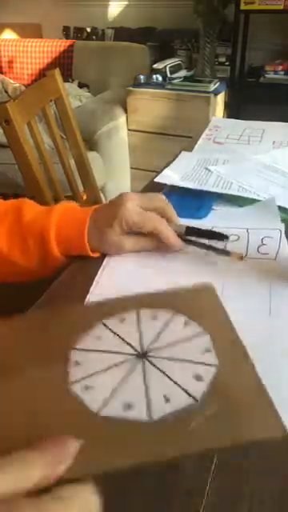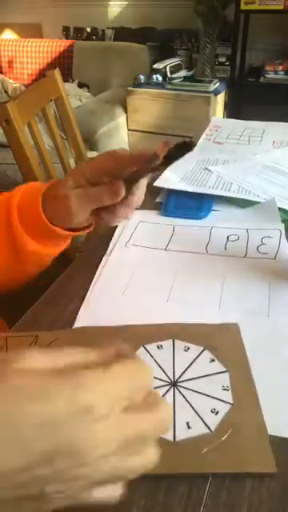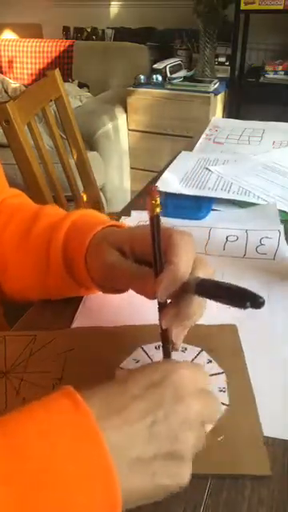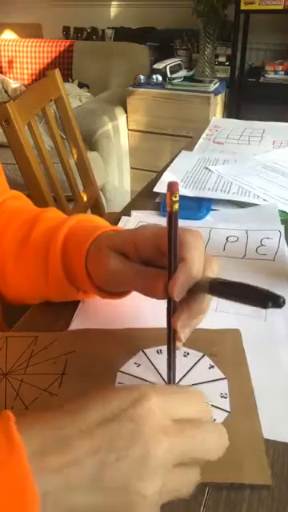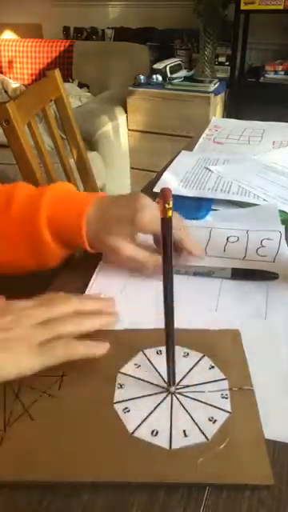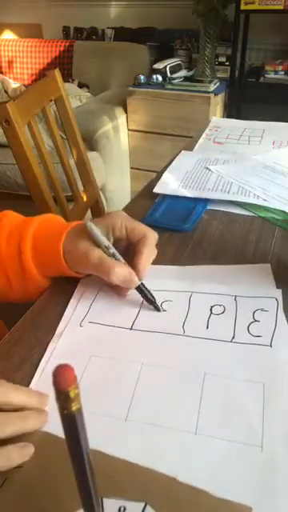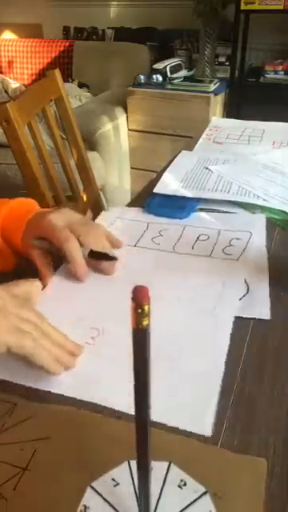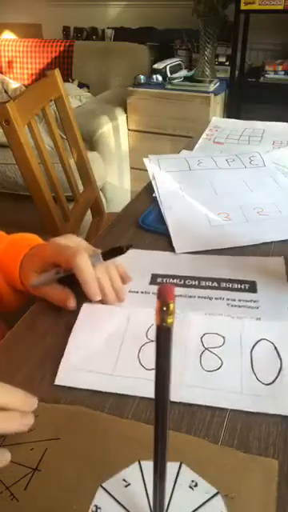Now it is the other person's turn. Whoopsie. There we go. Here we go. And, oh, number 3 again. So let's draw the number 3 on there. And now it's Ray's turn again. Oh, it is the last turn.